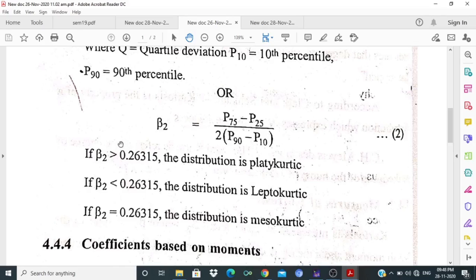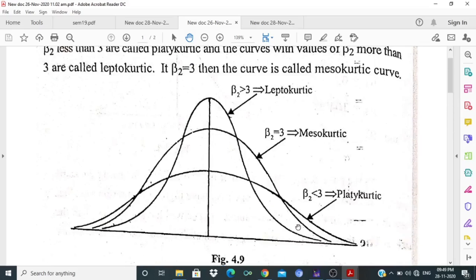If Kelly's coefficient beta 2 is greater than 0.26315, the distribution is platykurtic. If beta 2 is less than 0.26315, the distribution is leptokurtic. If beta 2 is equal to 0.26315, the distribution is mesokurtic. We have already studied the different types of kurtosis. A more peaked curve than the normal curve is called leptokurtic, the normal curve is called mesokurtic, and a less peaked curve than normal is called platykurtic.